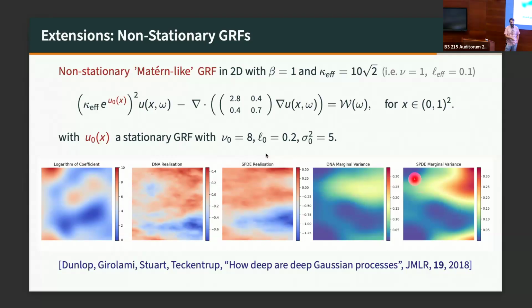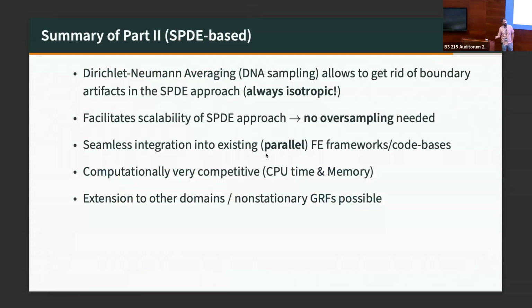And you see also in the pointwise marginal covariance that there are definitely artifacts in the SPDE approach at the corners, quite strong ones. So the Dirichlet-Neumann average can also be used to get rid of the artifacts in SPDE approaches. You always get an isotropic field out. You don't need oversampling, and it really works well in a parallel framework. It's computationally very effective, and you can extend it to other domains and to non-stationary Gaussian random fields.